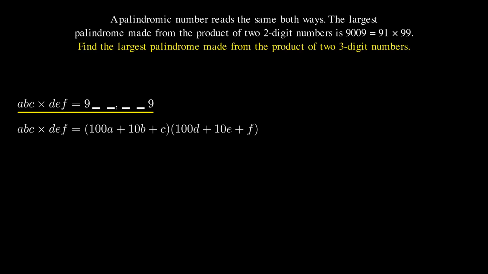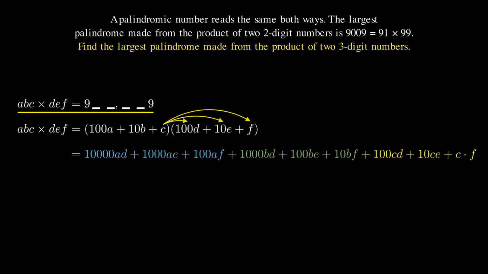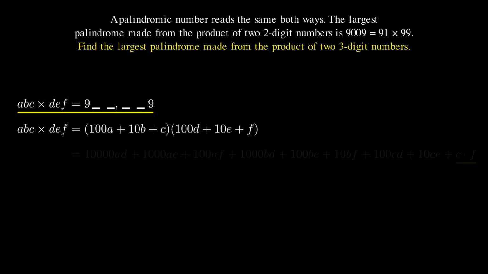I can expand these out, 100A plus 10B plus C. And when we do this multiplication, we're going to notice that every term has something in common except for the last term. And that is every term's divisible by 10, but we don't know if C times F, the last digit of the first 3-digit number times the last digit of the second 3-digit number, is divisible by 10.